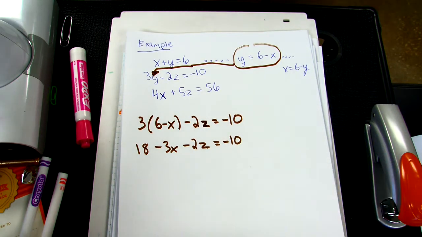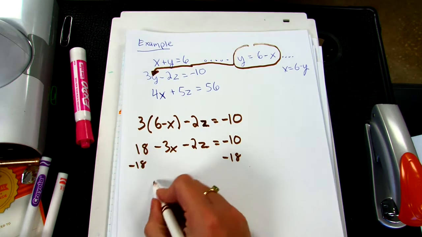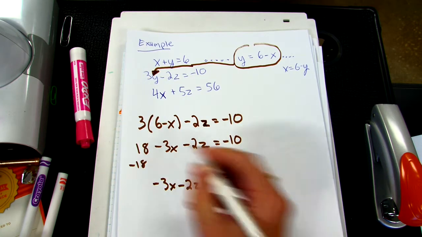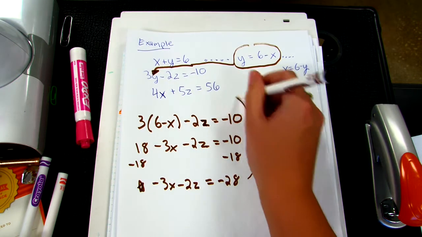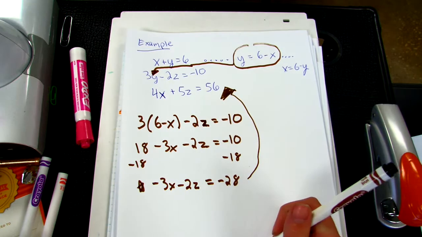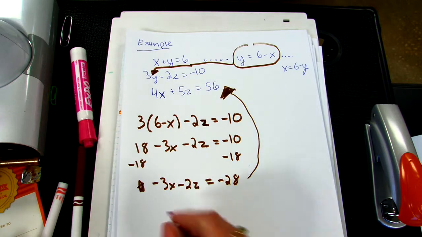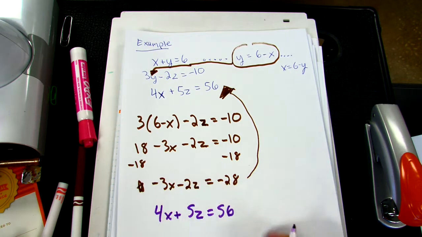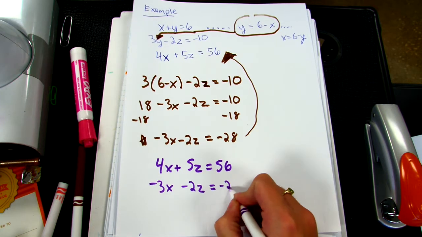Okay, let's go ahead and get our variables in order. So we're going to subtract 18 from both sides. So we get negative 3x minus 2z is equal to negative 28. Okay, so that becomes our new equation. Okay, well, I can take this new equation and now add it to my third equation, right? So I'm going to add 4x plus 5z equals 56 to my new equation, negative 3x minus 2z equals negative 28.